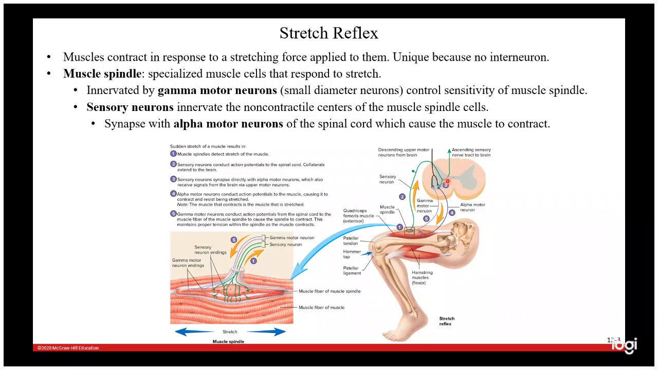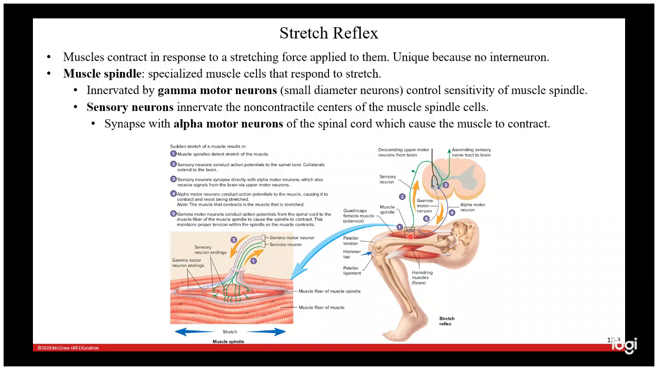Then that information, once it gets there, is going to shoot straight up to the brain. Once that efferent signal comes from the brain, the information goes back through the ventral root, and then the alpha motor neurons come into play. They conduct action potentials straight to the muscle, and that forces it to contract to keep the muscle from stretching any further.